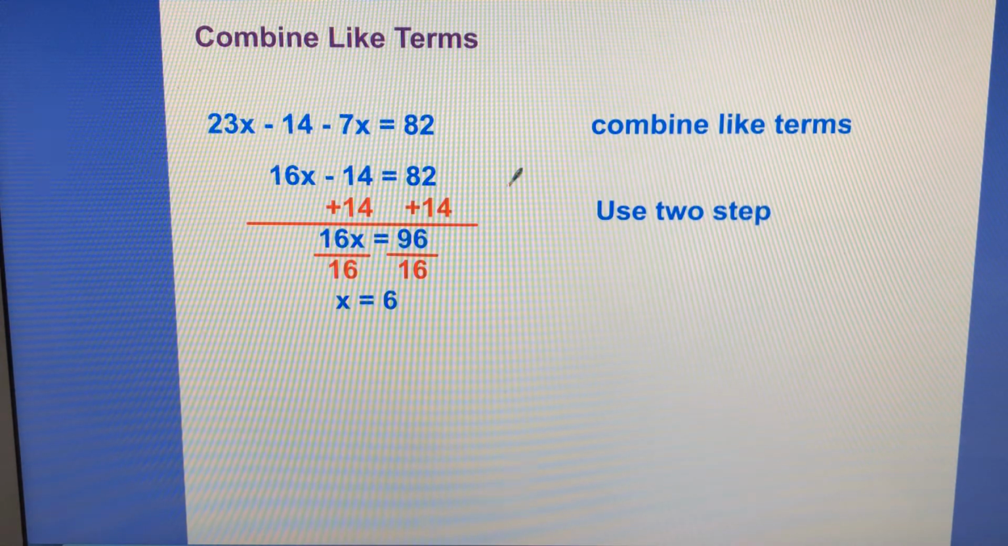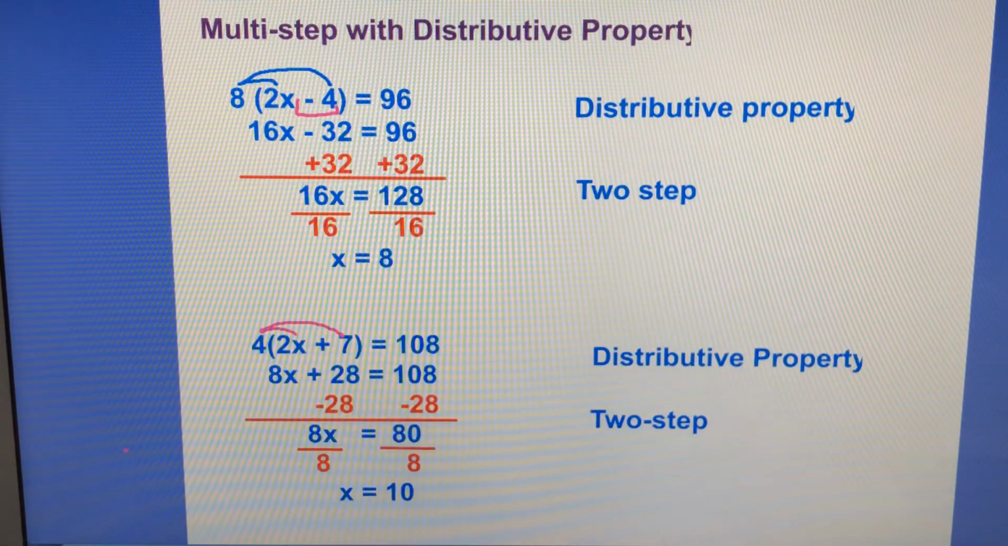Just another example. Combine like terms. Maricela, what do you think? 23x and a negative 7x, 16x. A negative 14, there's no other constant on the left. Bring it down. I'm ready to solve. Once your equation is cleaned up, you're ready to solve. Add 14 to both sides. Divide by 16. X equals 6.